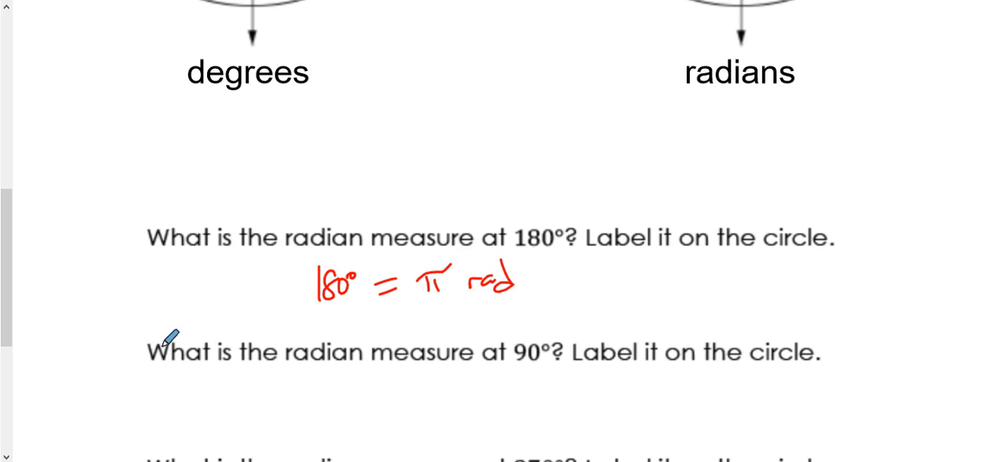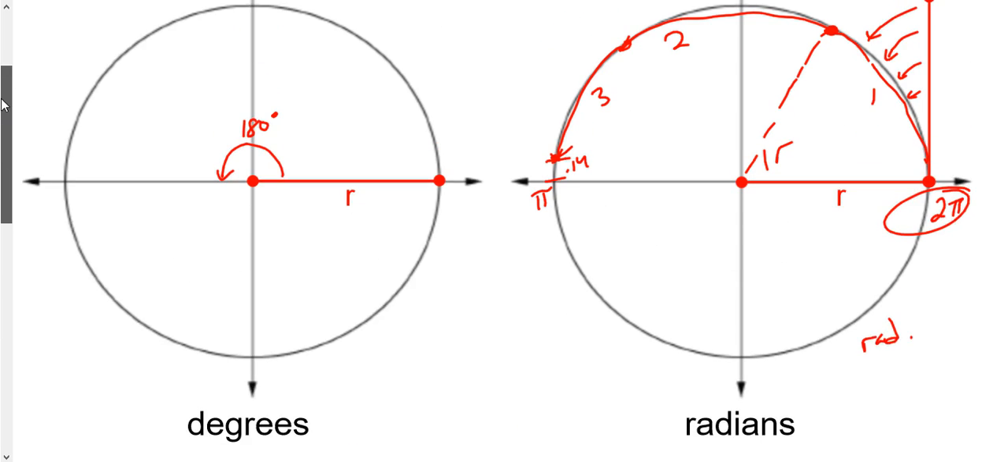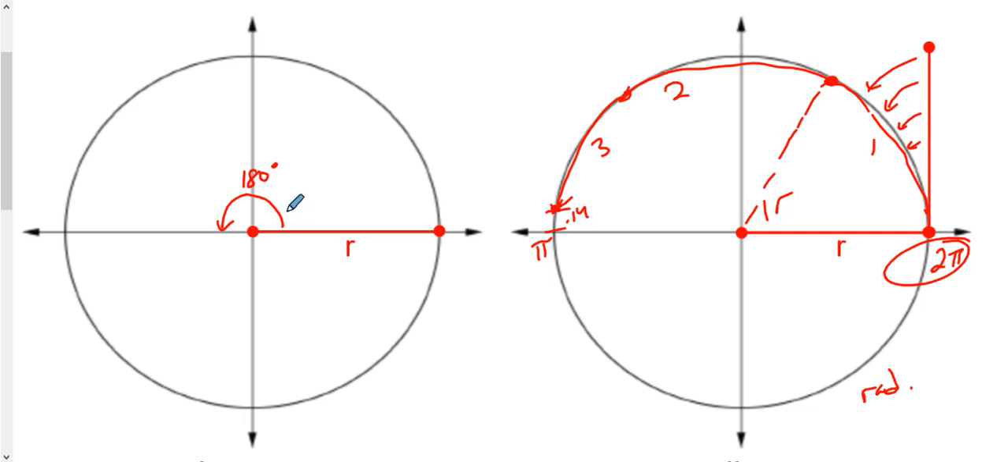Okay. What is the radian measure at 90 degrees? Well, let's think about that. If we only rotated 90 degrees, let me pick a different color, that means, hey, stop right here. So this would be 90 degrees right here. Well, if it's one whole pi from here all the way over to here, how far is it from here stopping right there? Well, it's half a pi.